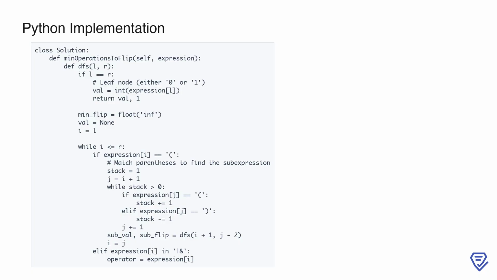We then loop through the characters of the expression within the given bounds. If we encounter a parenthesis, we need to find the corresponding closing parenthesis to identify the sub-expression it encloses. To do this, we use a stack-based approach where we increment the stack for an opening parenthesis and decrement it for a closing one. Once we match the parentheses, we recursively call DFS to evaluate the sub-expression inside and update our pointer to continue processing the rest of the expression. Finally, if we encounter operators like or and and, we identify them for further processing.